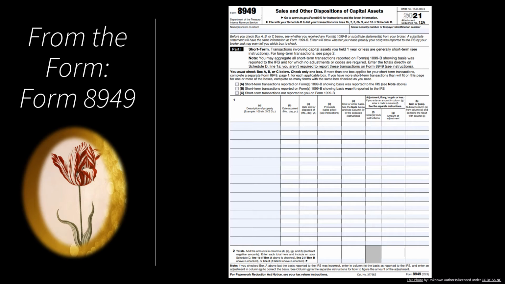You can see again that there are columns. There's a column for the description of the property, the date acquired, the date sold, the proceeds, the cost, any codes that would cause an adjustment, the actual number of the adjustment, and then the gain or the loss. So you can see that the form really fits the same columns as what we were having reported to us on the 1099-B.